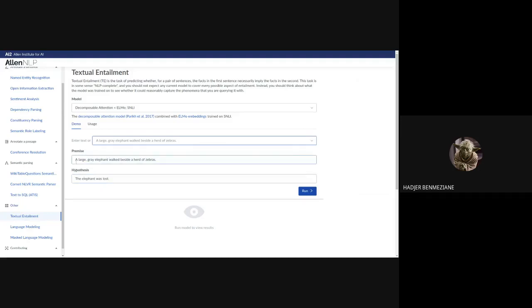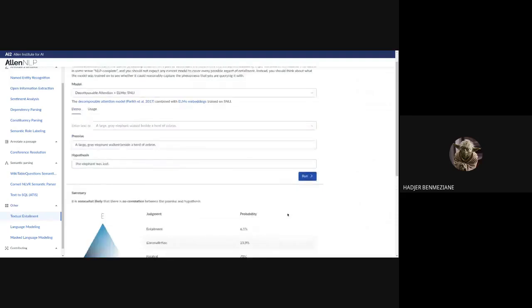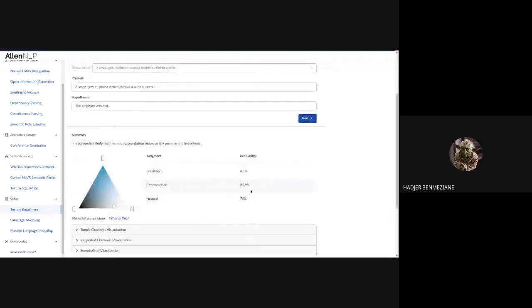So we have here: a large gray elephant walked beside a herd of zebras. And then we have the hypothesis, the second sentence, which is: the elephant was lost. And here we are trying to see if A implies B or not. So if we run it, okay, it is somewhat likely that there is no correlation between the premise and the hypothesis.